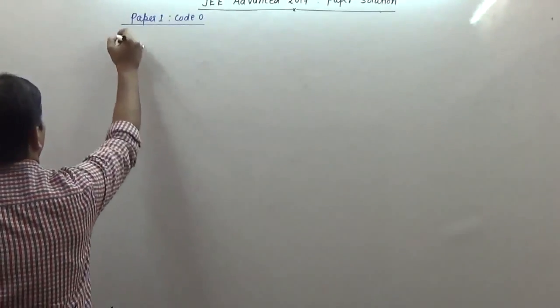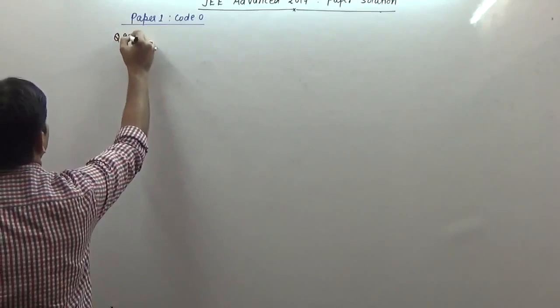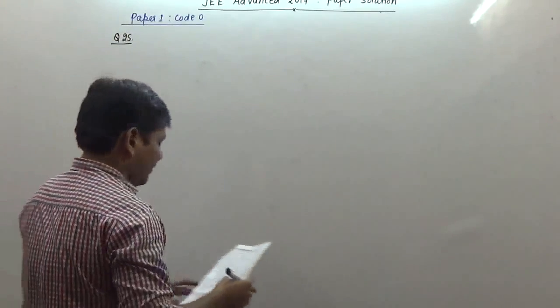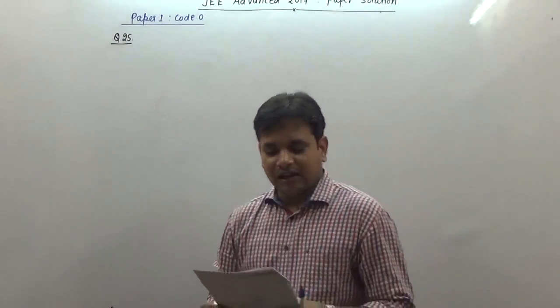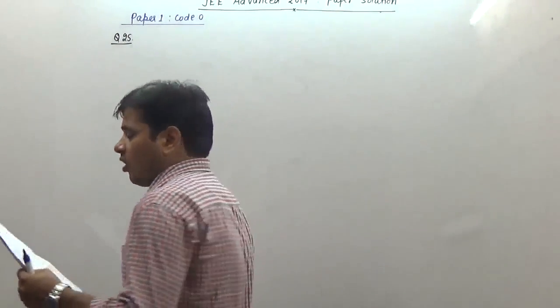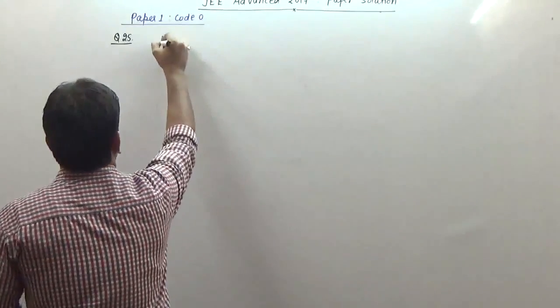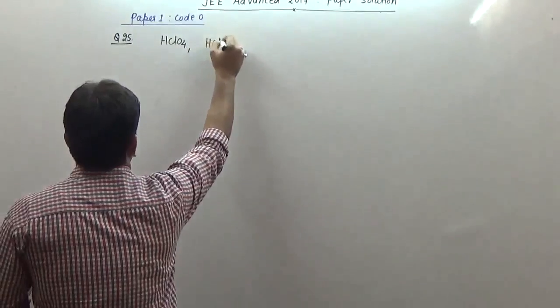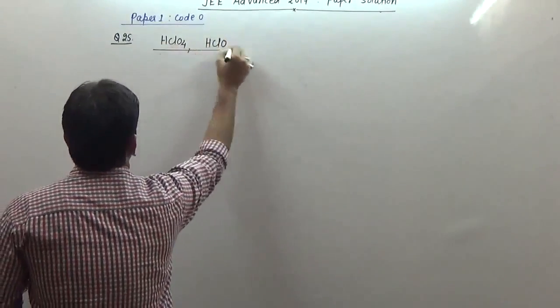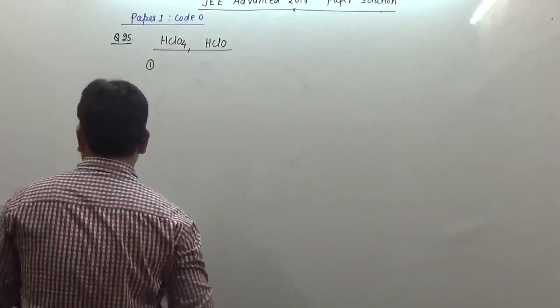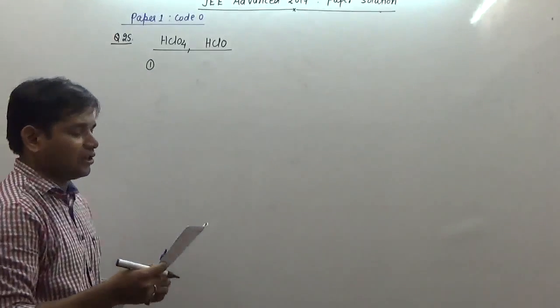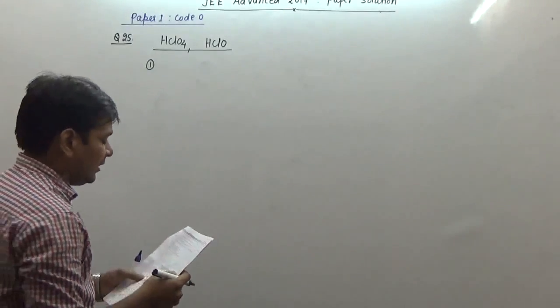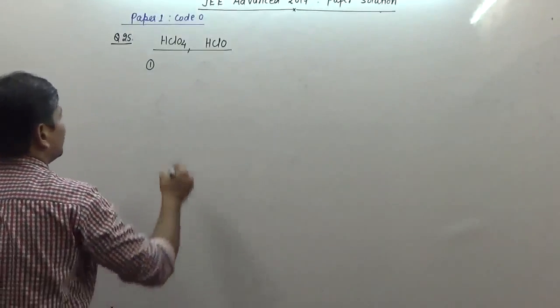The next question is question number 25, and question number 25 is from inorganic chemistry. The question is the correct statement about the oxyacids HClO4 and HClO. We have to tell the correct options. First of all, it is telling that the conjugate base of HClO4 is a weaker base than H2O.